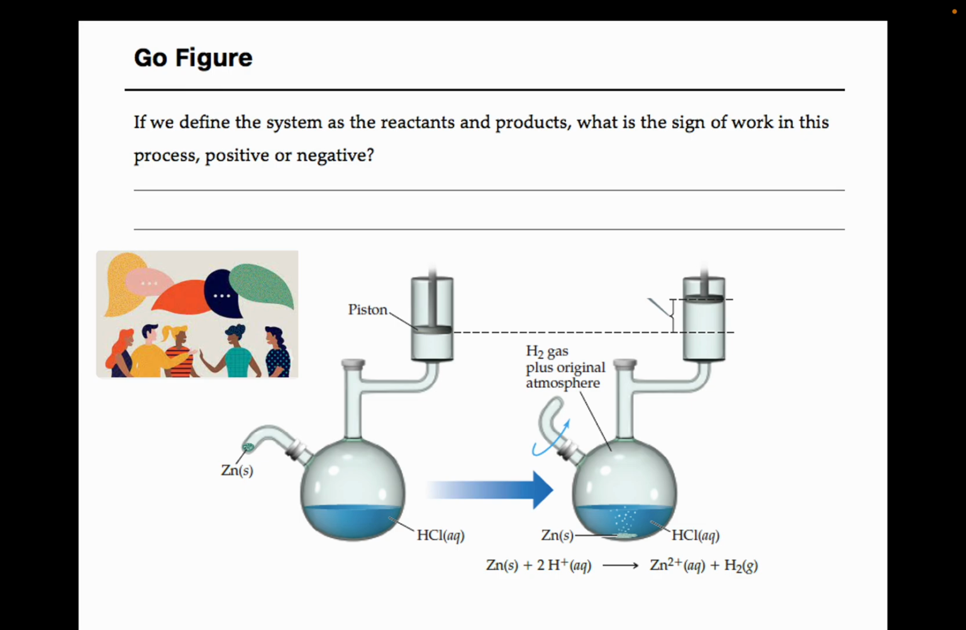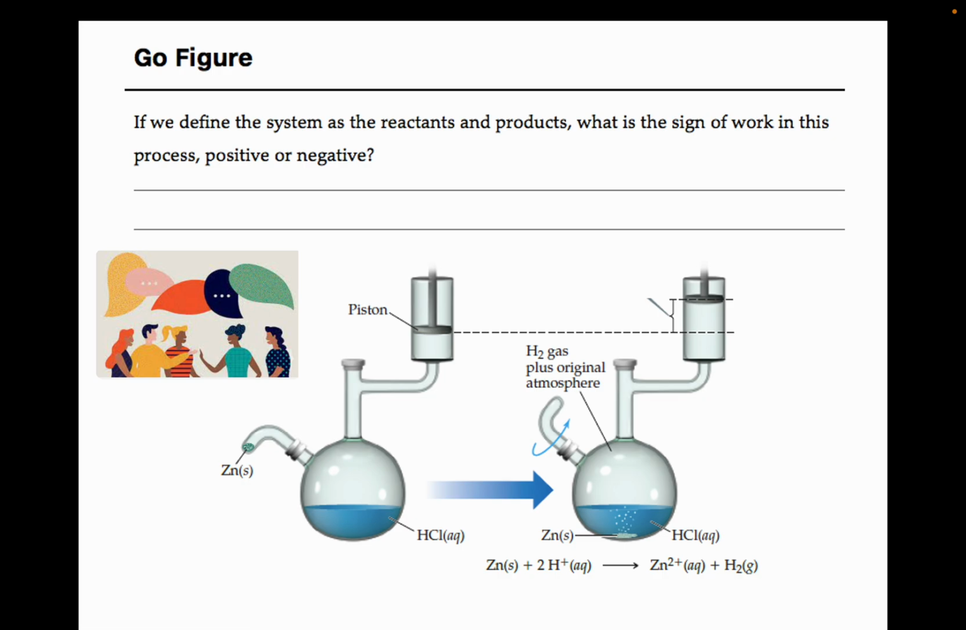Here's an application for you. It says, if we define the system as the reactants and products, what is the sign of work in this process? Is it going to be positive or negative? In this case, we're adding some zinc solid to this container. The container holds hydrochloric acid. This reaction is from chapter 4. It's a redox reaction where I see zinc solid becoming zinc 2+, and H+ cations becoming hydrogen gas.